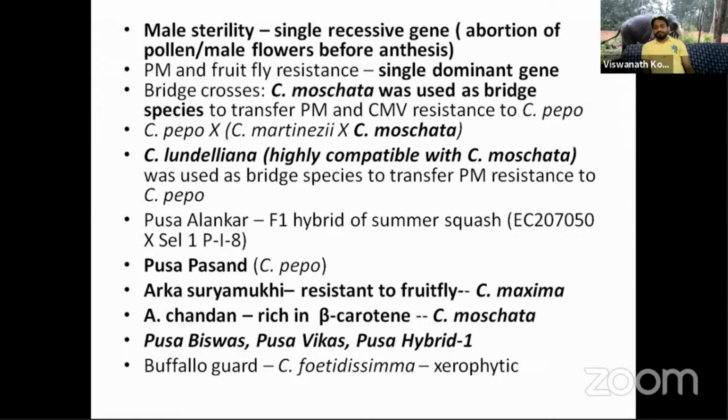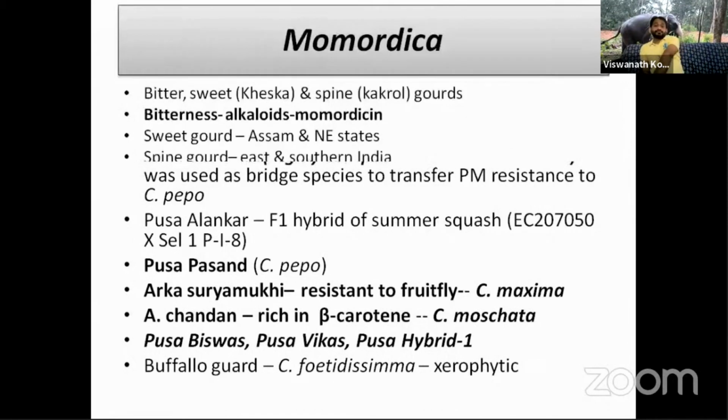Some other varieties, Pusa Baisakhi and Pusa Vikas. Buffalo gourd is Cucurbita foetidissima. It is xerophytic. Xerophytic means it is adapted to desert conditions, I mean drought-prone conditions. It can grow with limited water. So the xerophytic species is Cucurbita foetidissima.